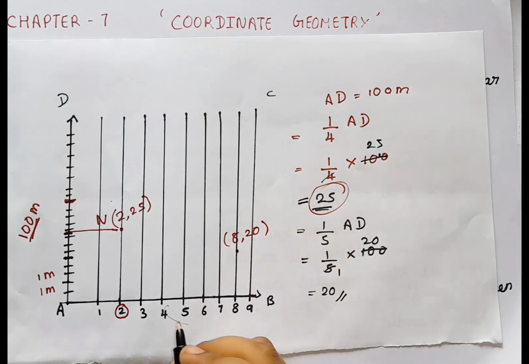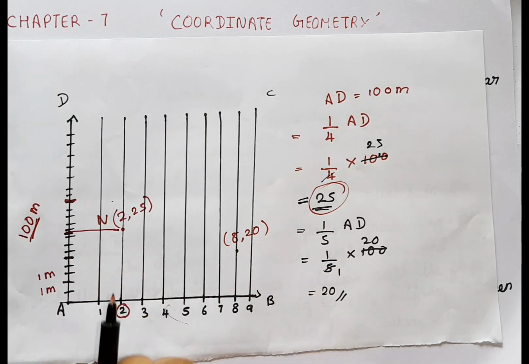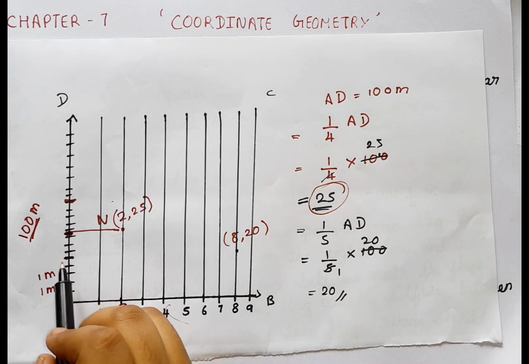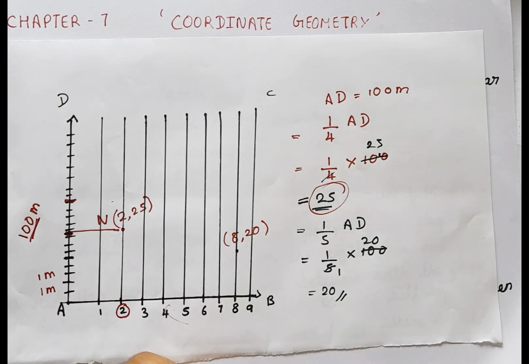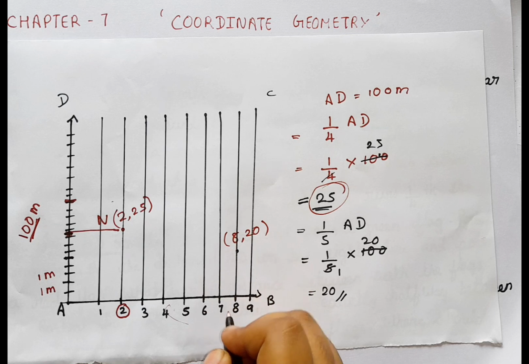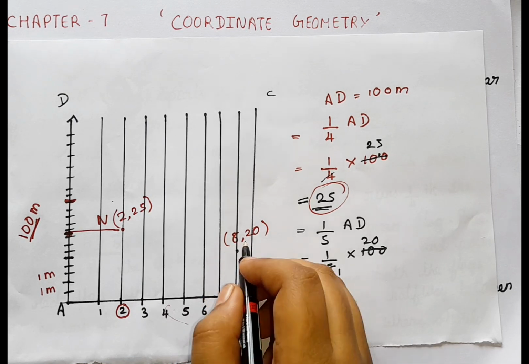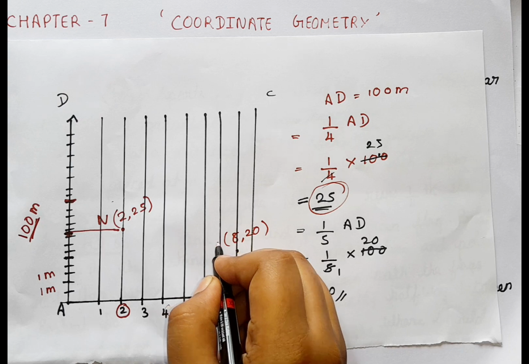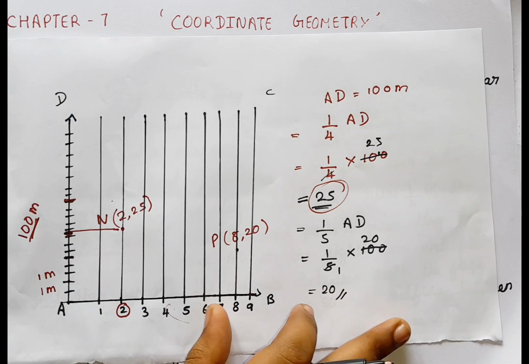Why is it 20? Because we just found that we got 20 as the answer. Here we marked 25, so after a few points we get 20. How did I get 8? Preet is running on the 8th line, that's why I got 8 comma 20. Remember, we are supposed to write the x-axis first. I'm going to take this as P. Now it's perfect.